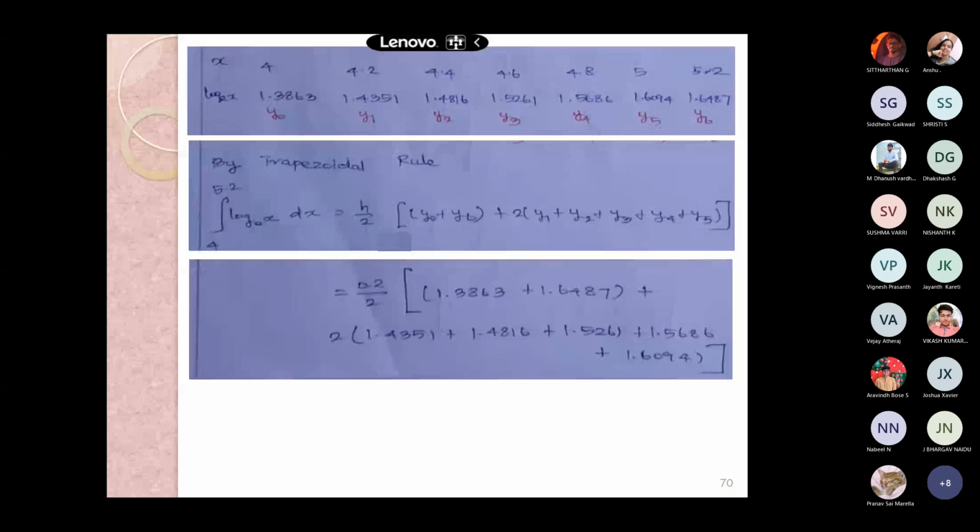What is the answer for this particular problem? Can it be calculated without doing this trapezoidal rule, these mathematical steps, that is, integral of simple formulas, can it be done either by calculator? Has anyone tried? Okay, we'll crack these things later. And now tell me the results. By doing this simple calculation, what is the answer for the integral from 4 to 5.2 of ln x dx?